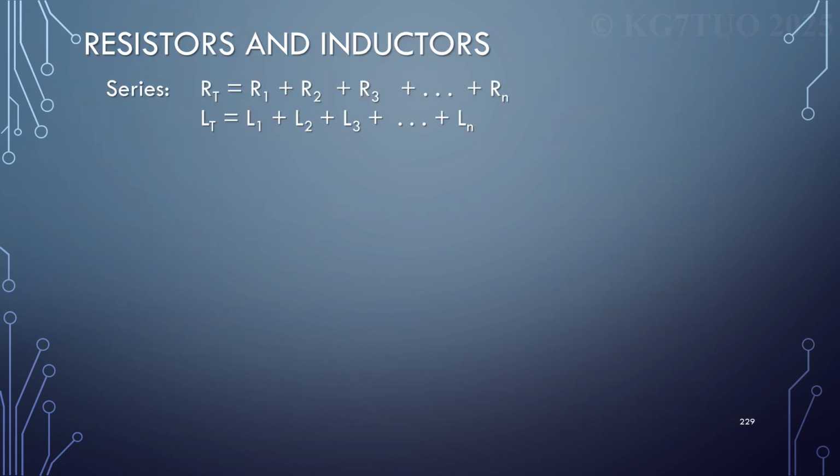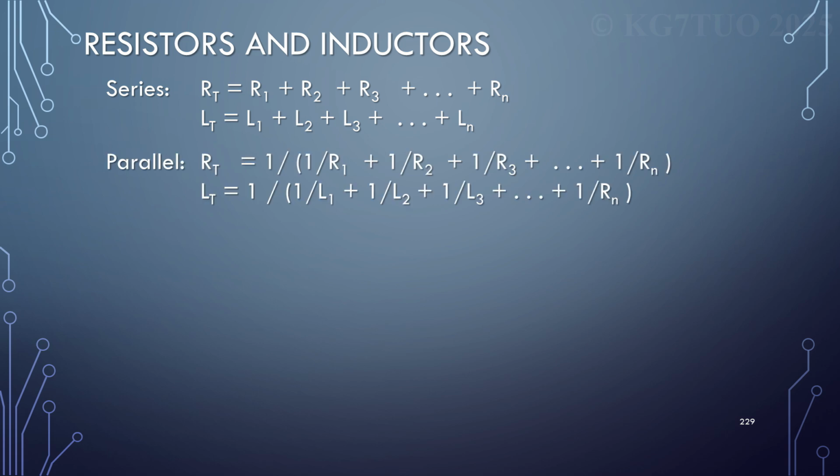Oh, now we're getting into it. That's not scientific notation, now we've got subscripts. RT, the total, is R1 plus R2 plus R3. That's the first resistor, the second resistor, the third resistor, and however many resistors you've got. Okay? And resistors and inductors are the same, so if you change the R to an L, you've got the same thing. And in parallel, there's a different formula.